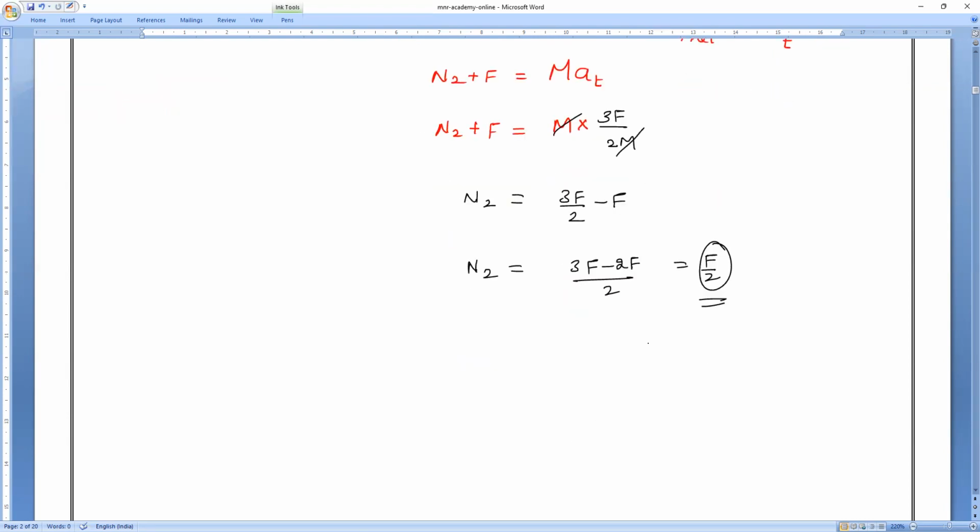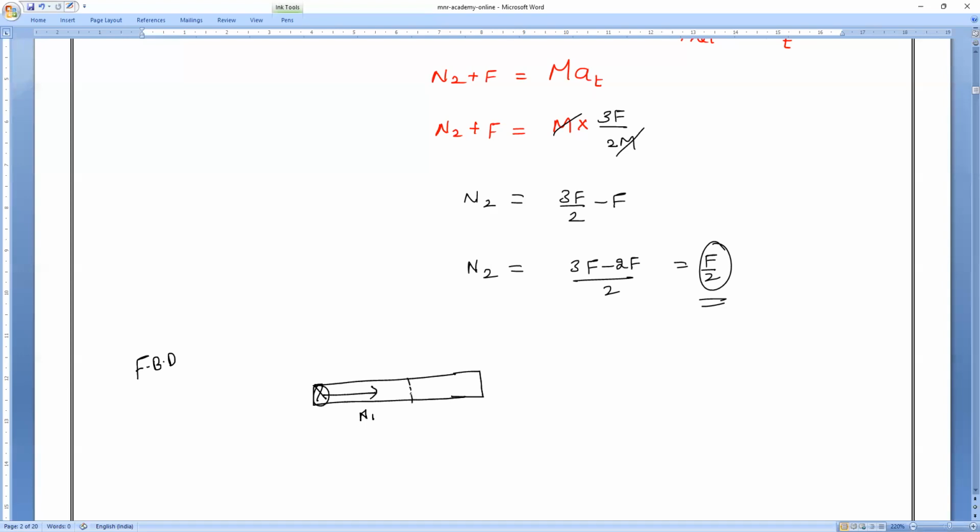Now, we want to find N1. So let us see N1. So again I will draw the FBD. Now only see the FBD for N1. So N1 is acting towards the what, as I said, everybody? Towards the center.